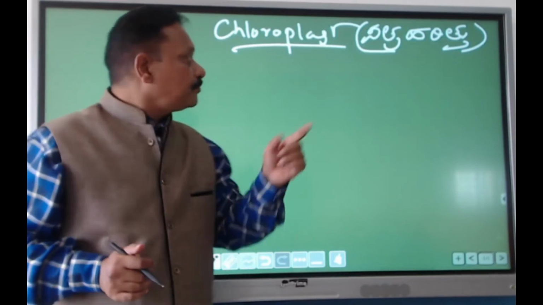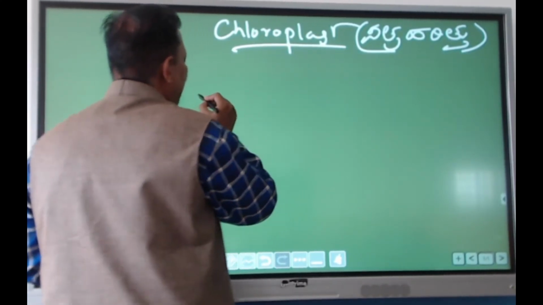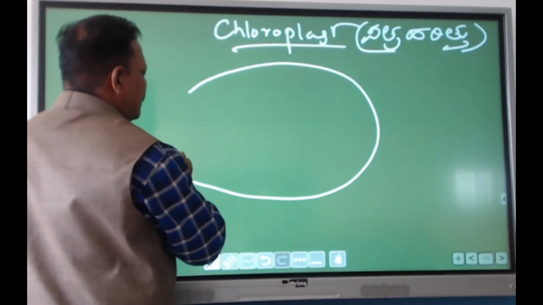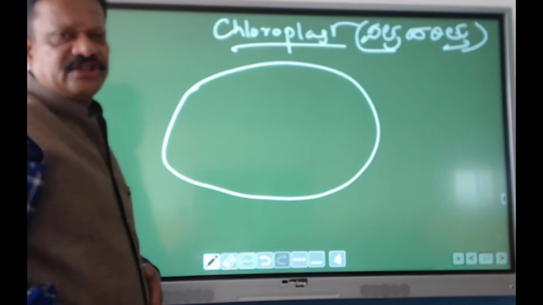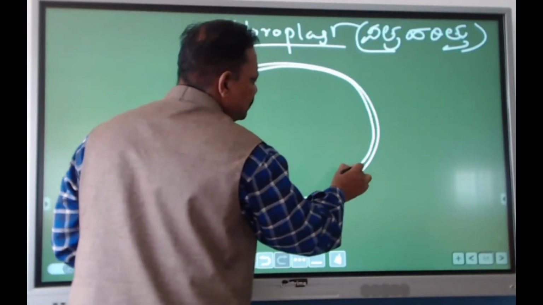What chloroplast is doing? First let us see how this chloroplast looks. See, so it is the elliptical or egg shaped structure and made with a double membrane structure.